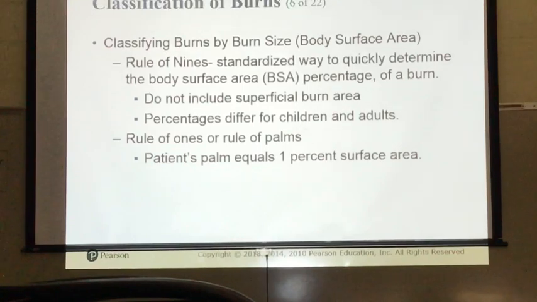Probably. Classifying burns by burn size. The rule of 1 can be used with patients of any age, but it is most useful in cases where burns cover less than 5% of the body surface area. The rule of 9s is a standardized way to quickly determine the body surface area percentage of a burn. These percentages differ in children and adults. And the patient's palm, not your palm size, the patient's palm, if you're using the rule of palm, equals 1%.